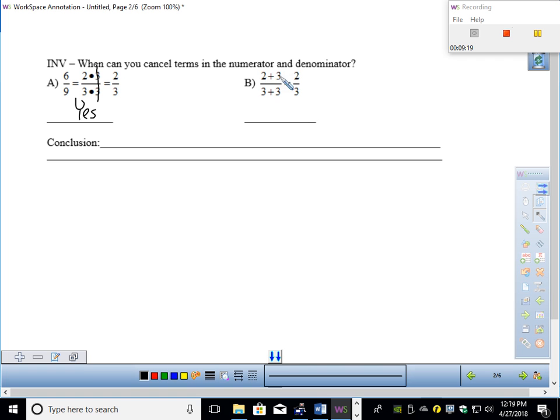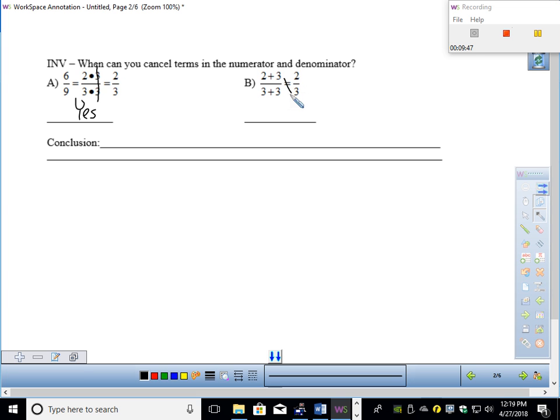But as I move over to letter B, what if those same 3's, instead of being separated by multiplication, were separated by addition? Is the left side of this equation equal to the right side? Well, just some quick mental arithmetic. 2 plus 3 is 5. 3 plus 3 is 6. Is 5/6 equal to 2/3? No, that's definitely not the case.